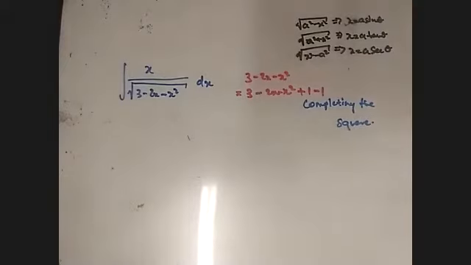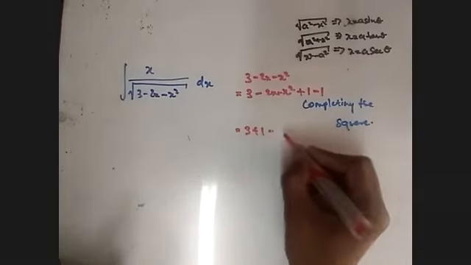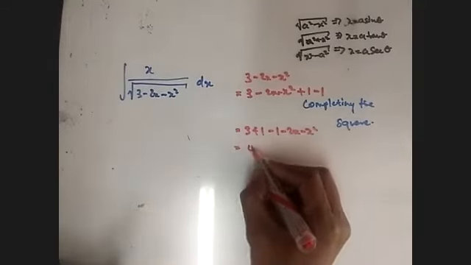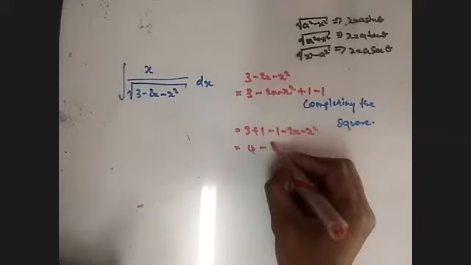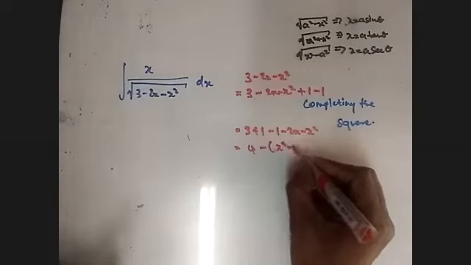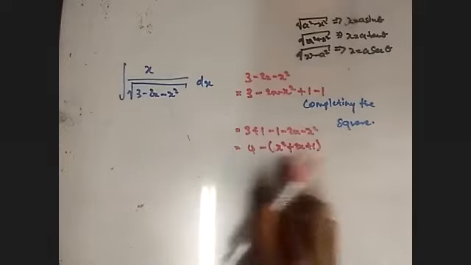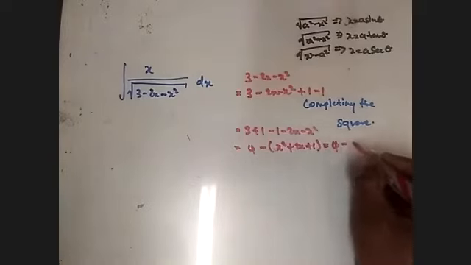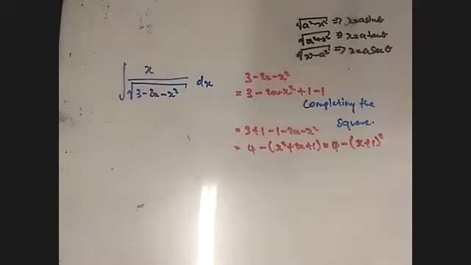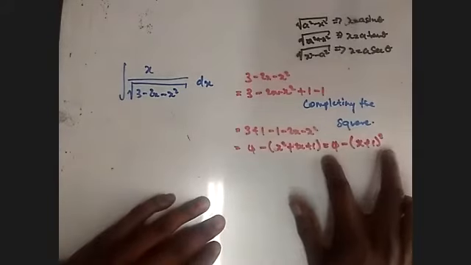Complete the square. So what's going to happen is I'm going to take this, 3 plus 1 minus 1 minus 2x minus x squared. So I'm going to have 3 plus 1, which is 4, minus (x squared plus 2x plus 1). This is factorizable, so this can be written as 4 minus (x plus 1) squared. So in this particular case, we do have this now.